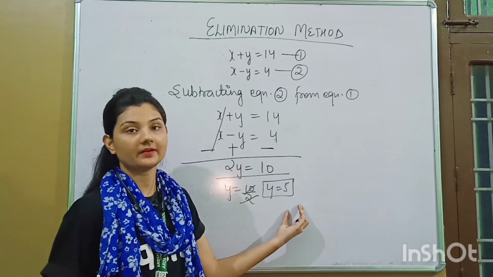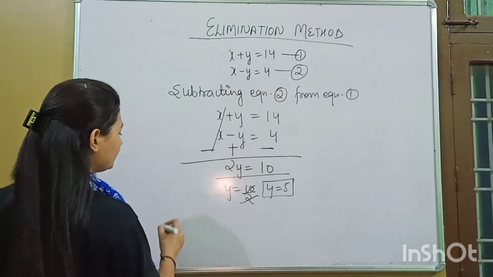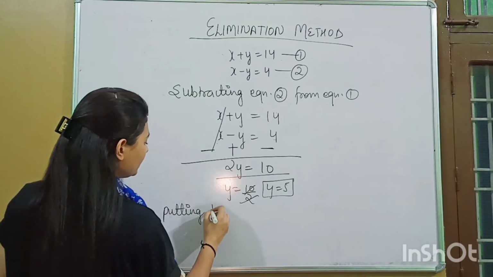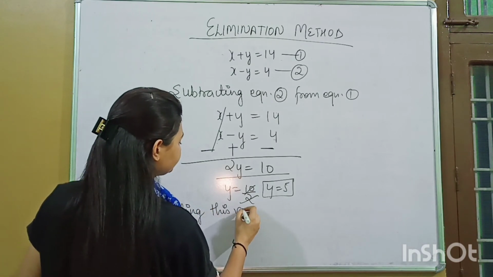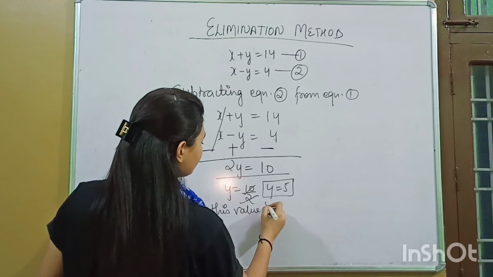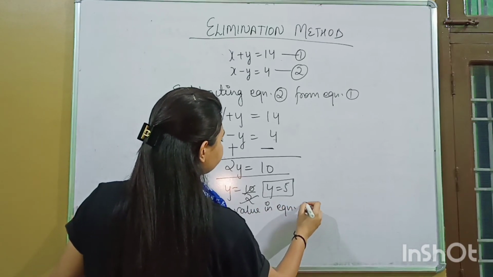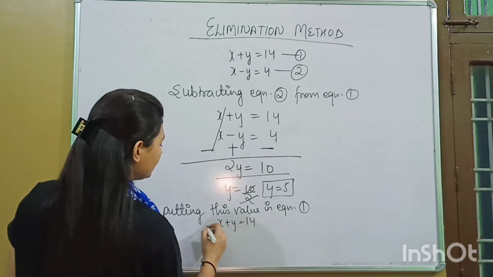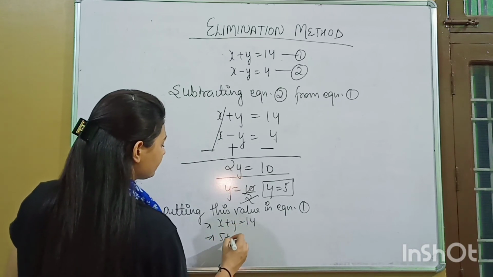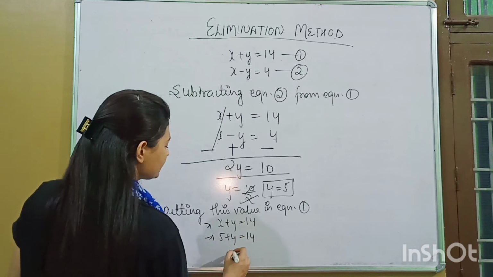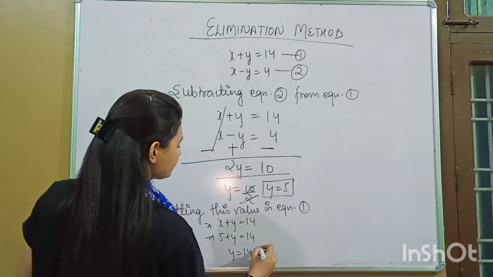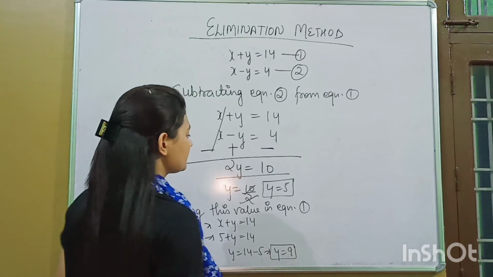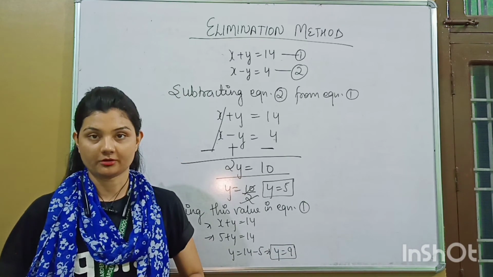Now we will put this value of y in equation 1 or 2 and you will get the value of x also. Putting this value in equation 1, that is x plus y is equals to 14, that is 5 plus y is equals to 14, that is y equals to 14 minus 5, that is y equals to 9. So this is called the elimination method.